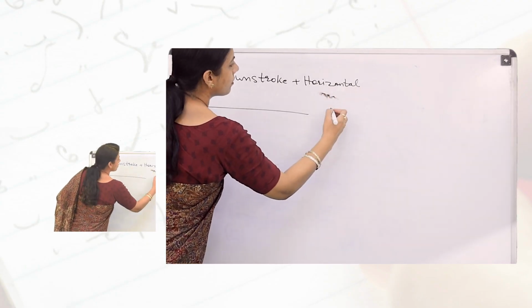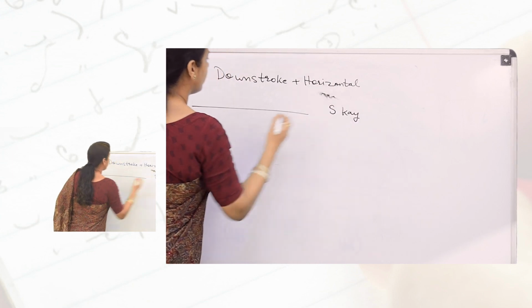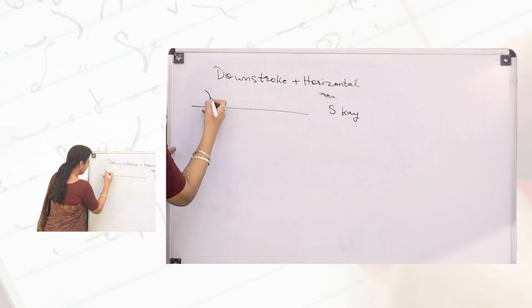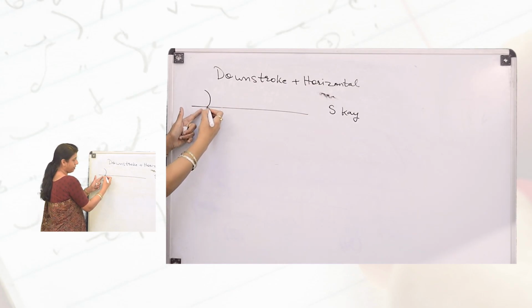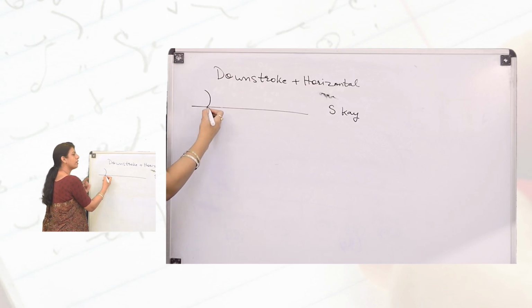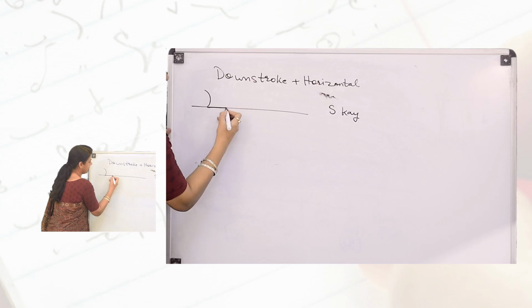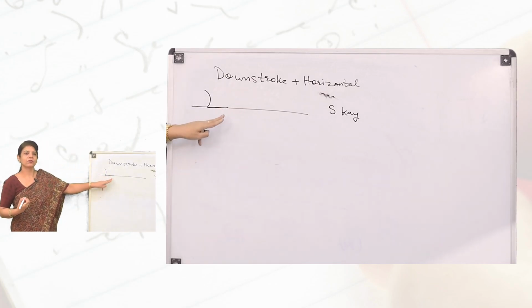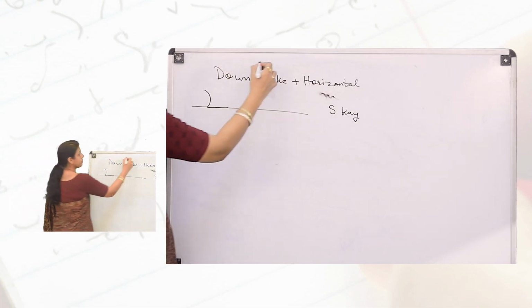Now downstroke is S, horizontal is K. So this is an example of downstroke plus horizontal. So S will be on the line. Now see S, this is the ending point of S. So it has to be the beginning point of the next consonant, that is K. And K is a horizontal from left to right. So this is how we have joined S and K at second place.